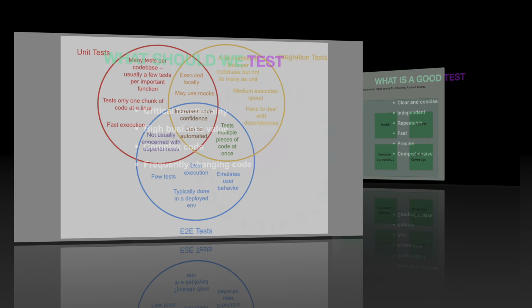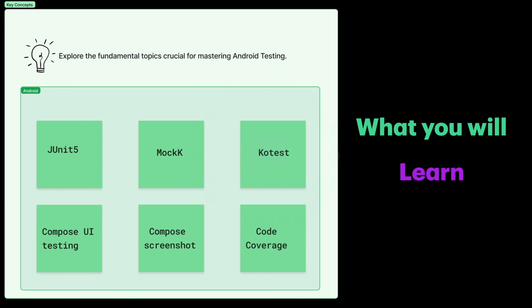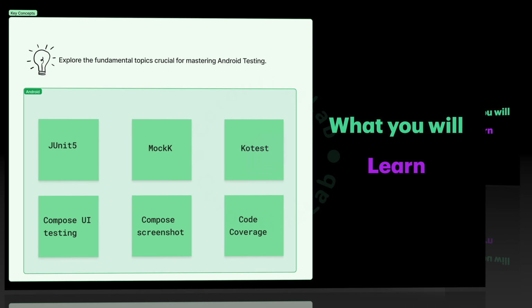a robust testing strategy. In this video, we'll dive into various testing libraries like MockK, JUnit 5, and Kotest. We'll also explore screenshot testing, Compose UI testing, and learn how to measure code coverage. But before jumping into the code, it's important to understand a few key concepts about these libraries and their roles in the testing process. Let's get started.